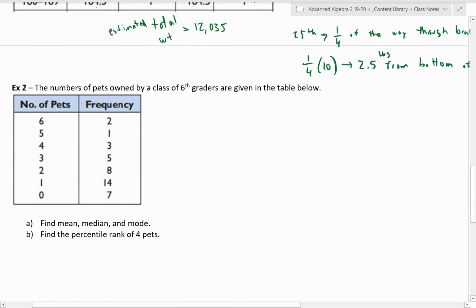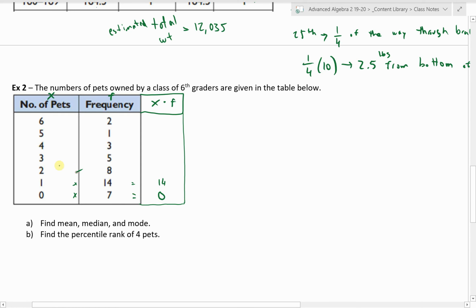Here what we're going to do is find the total number of pets contributed from each group. So we'll call the number of pets x and the frequency f. So this column will be x times f. It is the total number of pets contributed from each row. In other words, 7 students who own 0 pets contribute 0 pets to the class total. 14 students who own 1 pet contribute 14 pets to the class total.